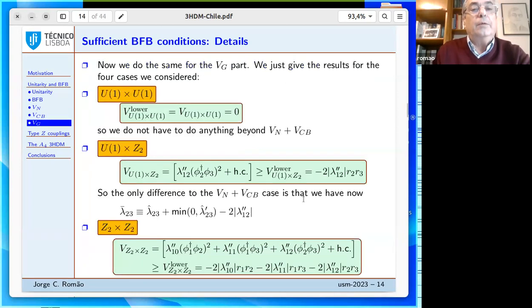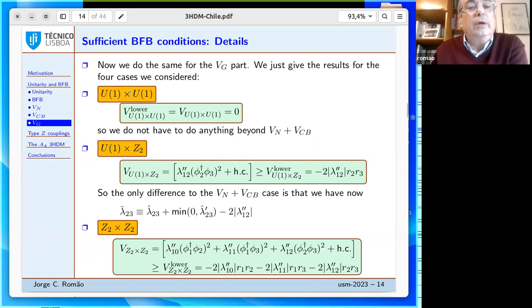Next, the last part is that we now have to look at the group, at the symmetry, at the part that comes from the symmetry constraint part of the potential. And as I told you, we had 4 cases.